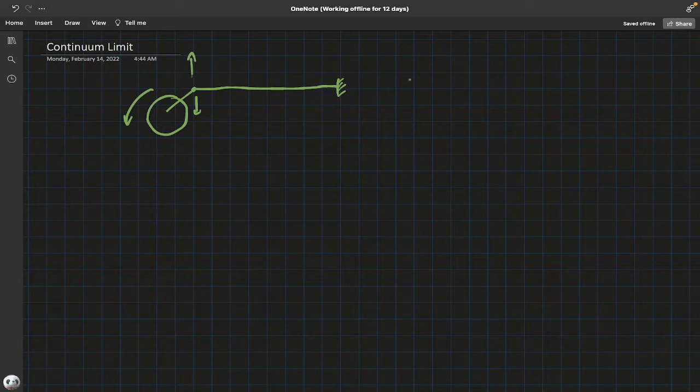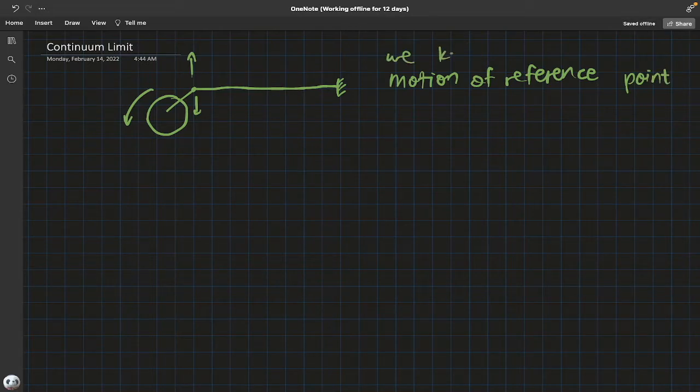So we know the motion of a reference point. We don't know the waveform in this case. So instead of doing a Fourier series in space, we would like to do a Fourier series in time. So all you need to do is change a few things around.